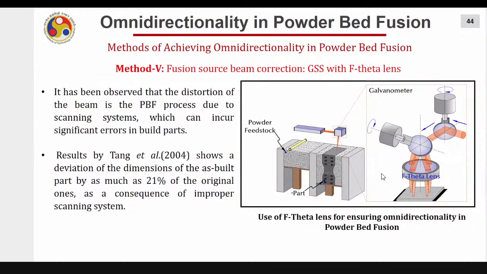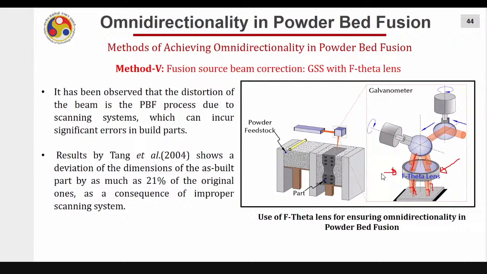So it is shown here. I'll just quickly finish it. You see this F theta lens. The laser is falling at an angle, and then you're deflecting it always perpendicular. Always perpendicular. If it is not perpendicular, it will not work. If it is perpendicular, fine. Now imagine how big this lens could be. There is a limit for that, right?